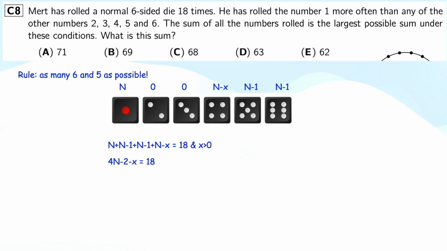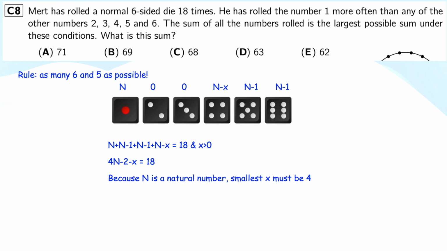Since x cannot be 0, and n is a natural number, the smallest x must be 4, so that 4 times n is equal to 24, so that n can be a natural number. We get n is equal to 6.